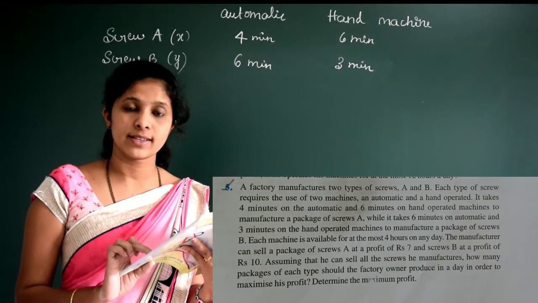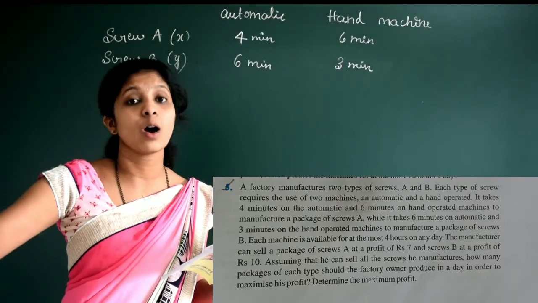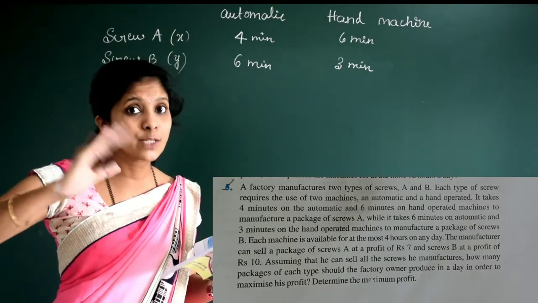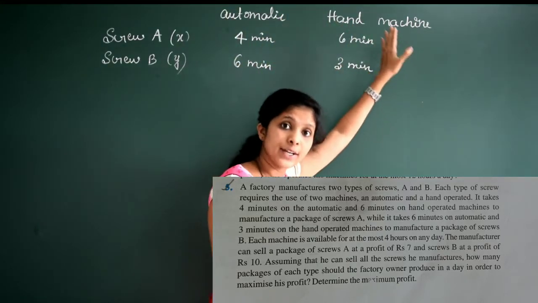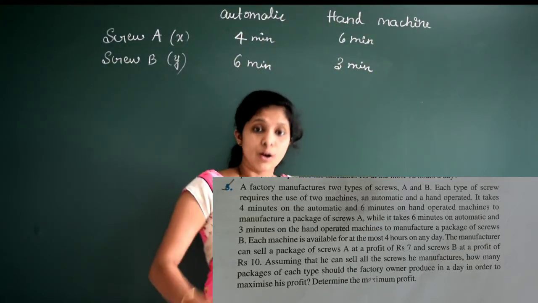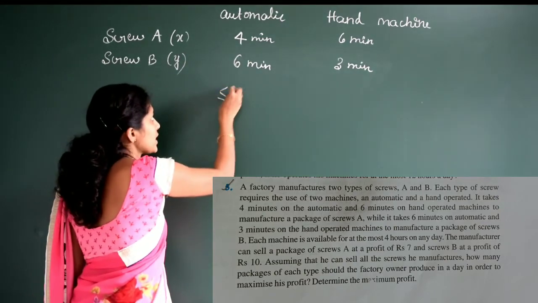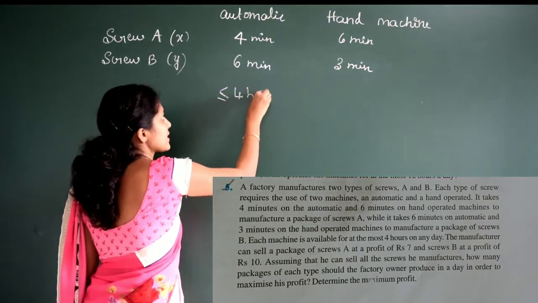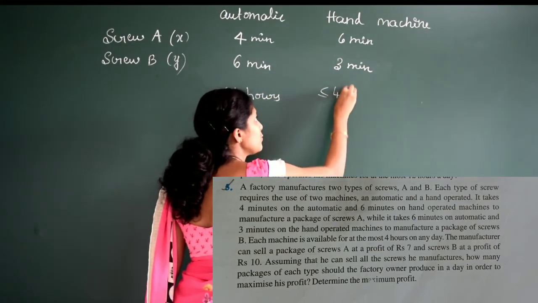Now it is given that each machine is available for at most 4 hours on any day. At most 4 hours means maximum they can take 4 hours or less for each machine, in the sense for the automatic as well as for the hand operated, the maximum is 4 hours. So this should be less than or equal to 4 hours. This is also less than or equal to 4 hours.